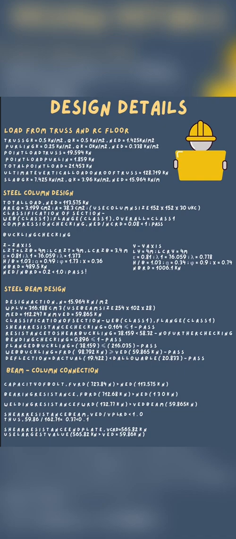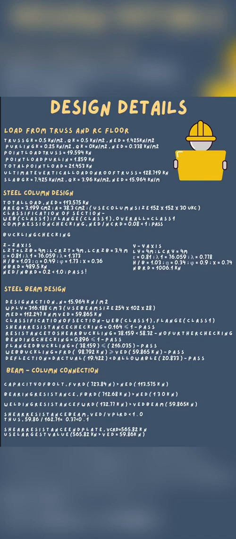The next poster is about the design details. For the first design, we need to determine the load from the truss and the RC floor. For the truss, GK is 0.5 kN/m², QK is 0.5 kN/m², and we get the NED is 1.425 kN/m². For the purlin, GK is 0.25 kN/m², QK is 0 kN/m², and we got the NED 0.338 kN/m².